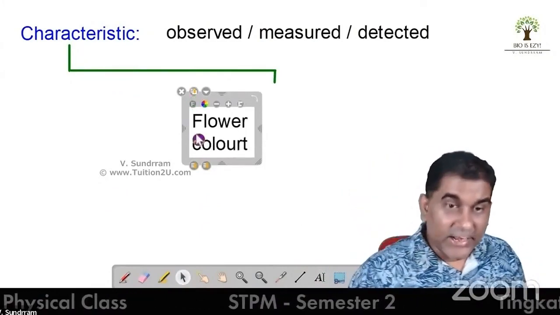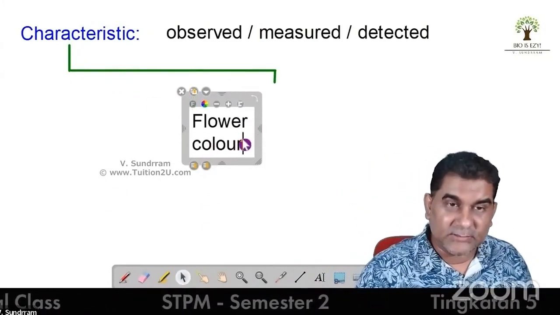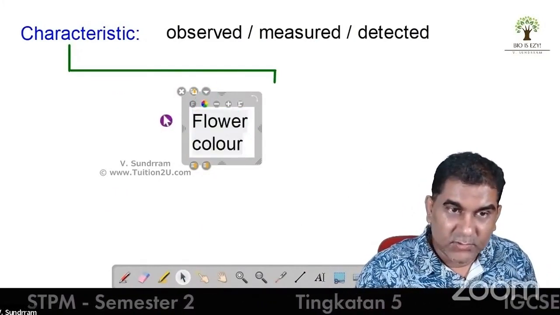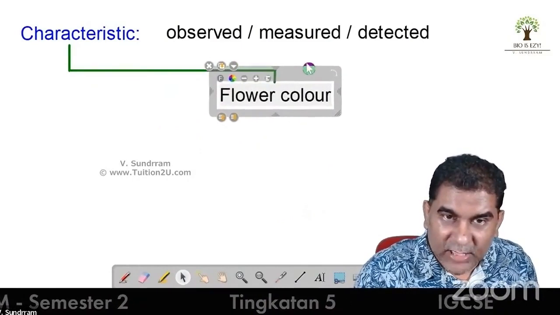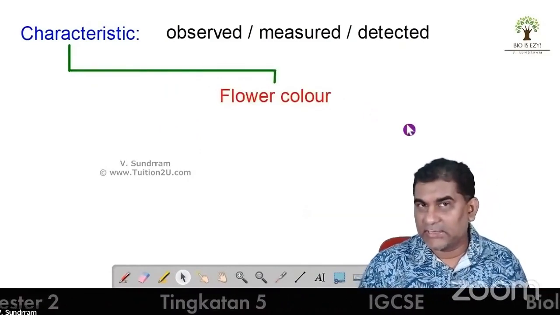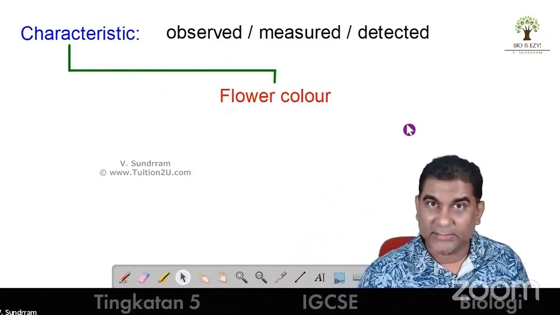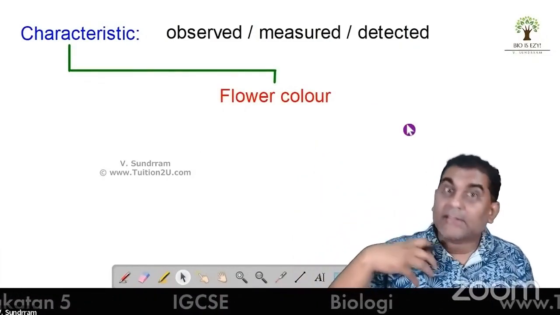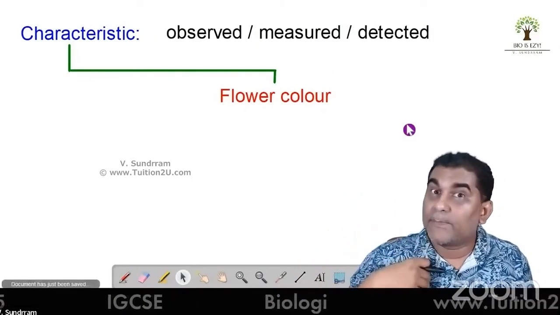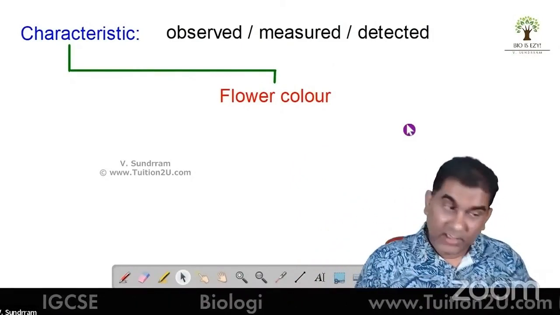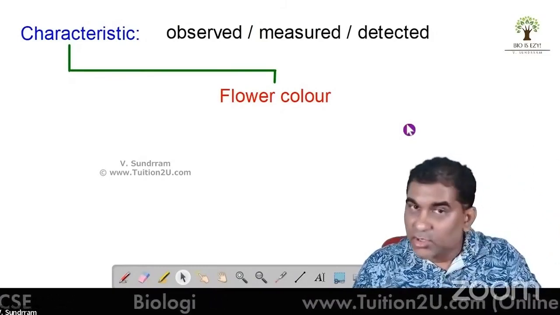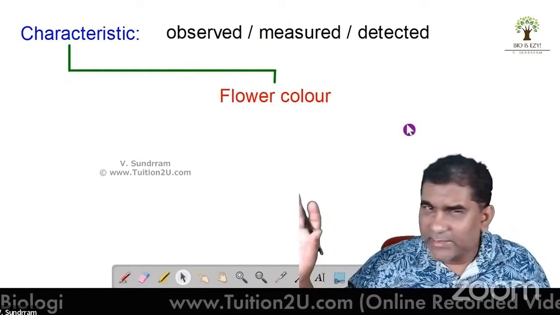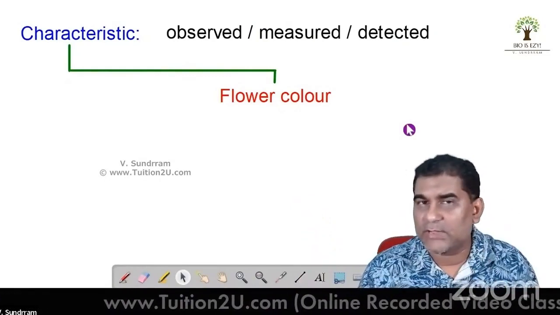But let's say now the flower color has two types. There is red flower, there is also white flower. So I just use red for this. So now flower color is the characteristic. You can observe the flower color. Type of hair, you can observe. Blood type, type of blood group, you detect. Height, length, or volume of the organism, you measure. So all of that is characteristic, but I'm going to use flower colors, easy.